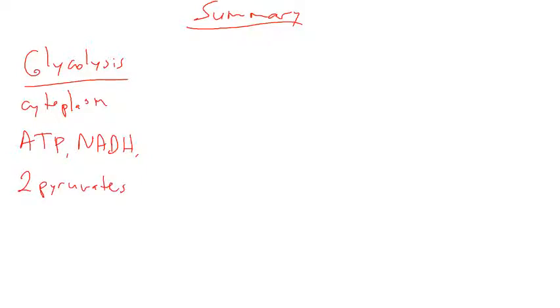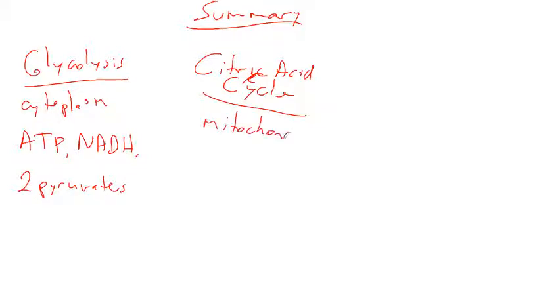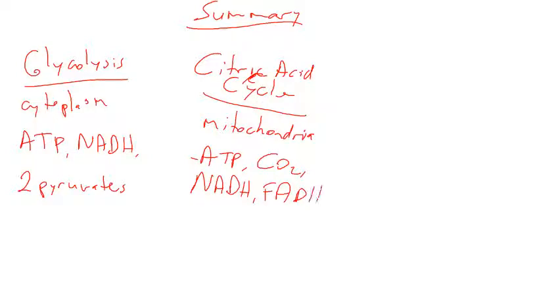Then the next one, citric acid cycle. Oops, sorry. This one occurs in the mitochondria, not in that membrane part, but the inner part. It occurs in the mitochondria. This also makes a little bit of ATP, again, not much, this 2. It makes some CO2. Also, we get NADH and FADH2.